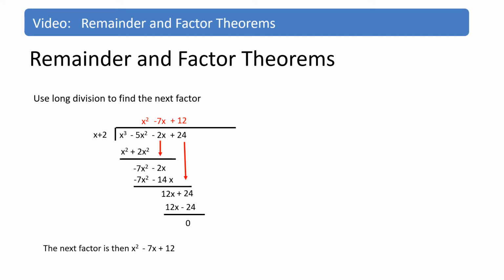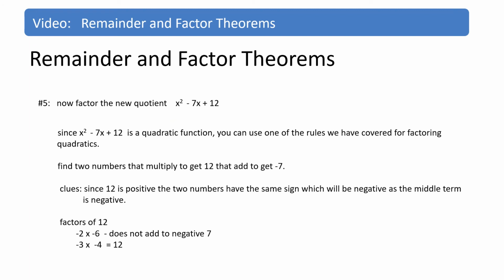The next factor is x squared minus 7x plus 12. Now, factor the new quotient, x squared minus 7x plus 12. Since x squared minus 7x plus 12 is a quadratic function, you can use one of the rules we covered in our factoring and expanding video to factor the quadratic.